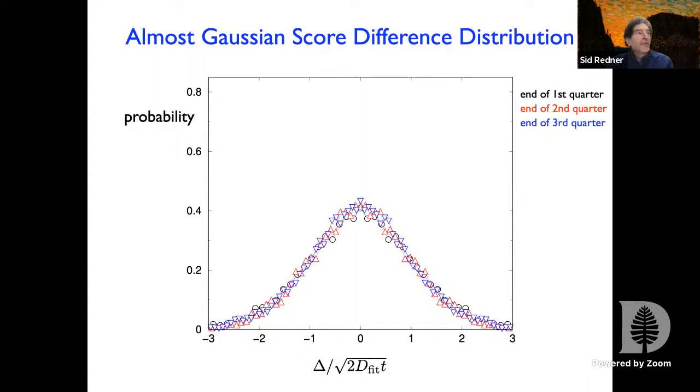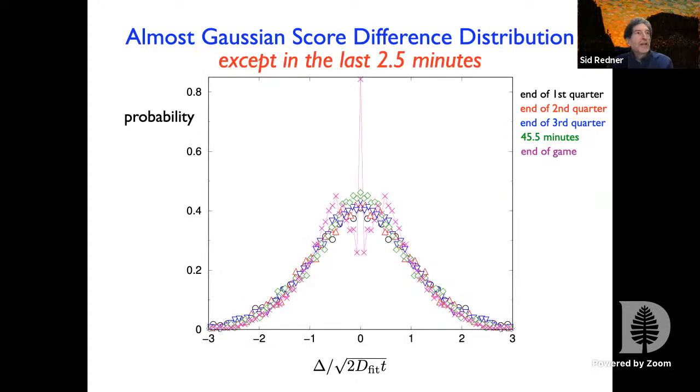Here's the end of the third quarter. Here's the end of 45.5 minutes. And then here's the last 2.5 minutes. So something bizarre is happening in the last 2.5 minutes of the game. And this, I think, lies outside of a random walk description. I have nothing to say about this, but all I can say is it's certainly very weird.